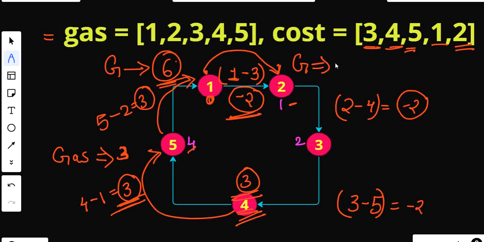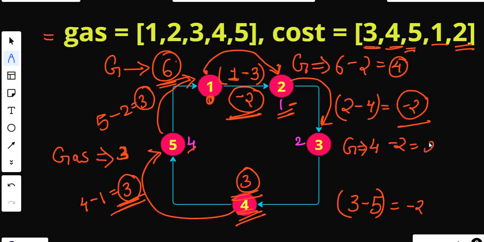The status of my vehicle's gas tank will change to 6 minus 2, sorry, which will become 4. Now when I am at this place, index 1, I will see again what was the previous requirement, that is -2. Again, I am having enough in my vehicle. So I will again traverse from 2 to 3 and subtract 2 from the existing amount, that is 4 minus 2. So this will give me 2.